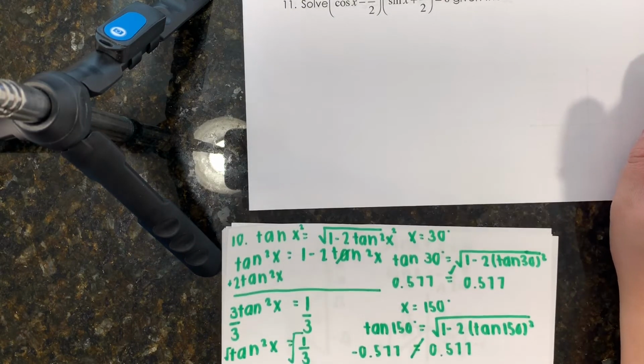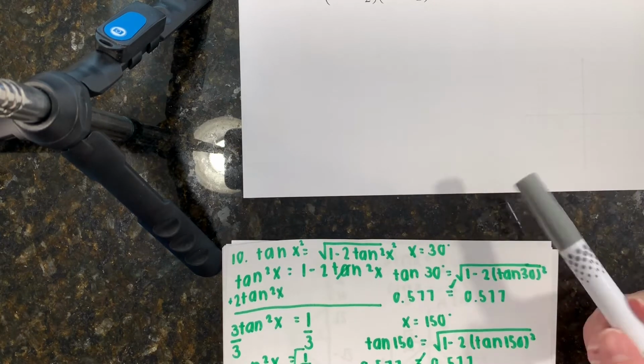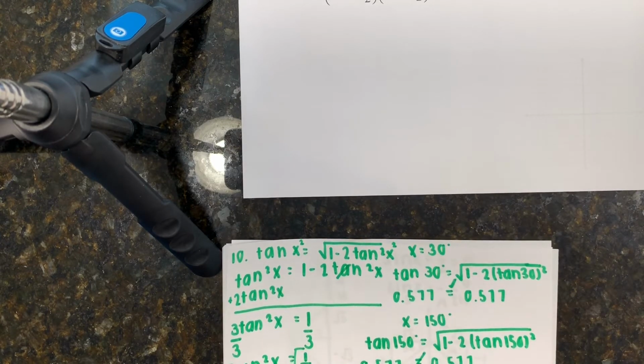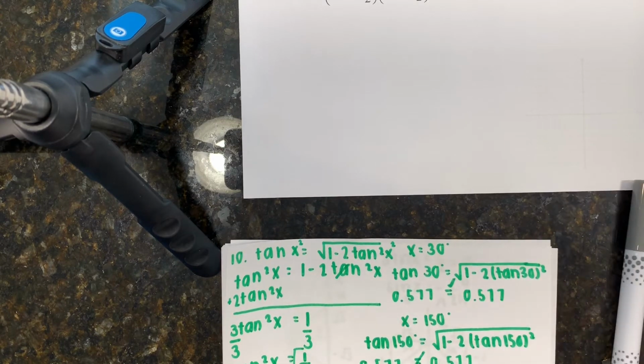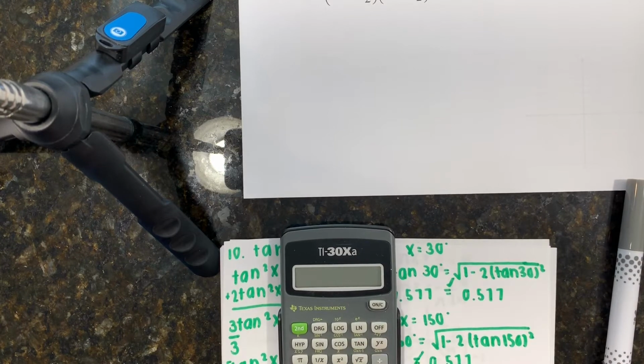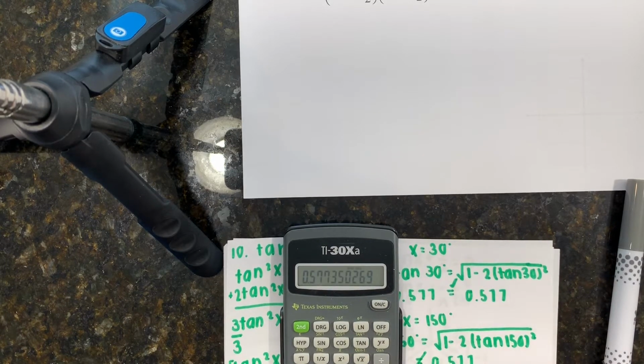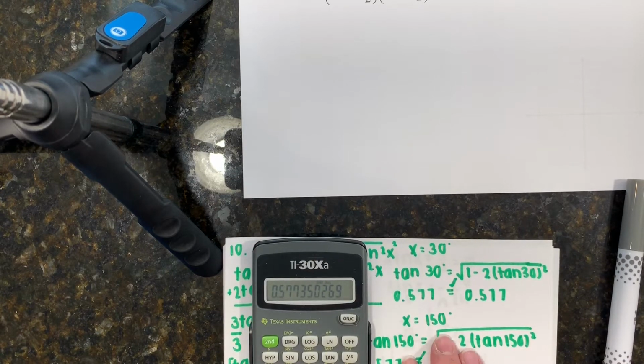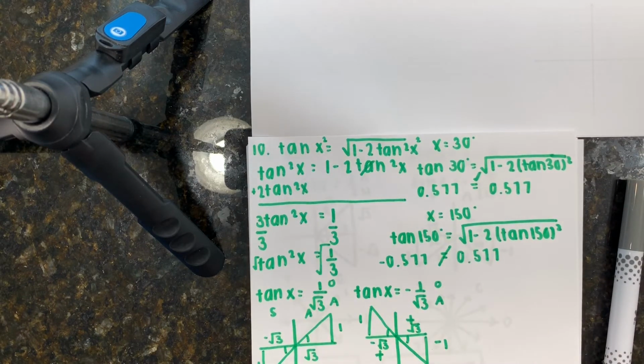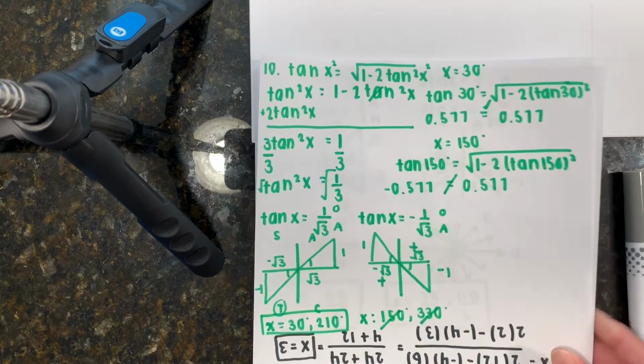So if you look here on the top right corner, I have x is equal to 30. I plug that into my calculator. Tangent of 30 gives you 0.577. Then in the calculator, I go tangent of 30, square it, multiply it by 2, make it negative and add it to 1. Well, that's the square, I still need to take the square root of that. When I take the square root, you'll see that it also gives you 0.577. So in fact, the left does equal the right. That means both these answers, 30 and 210, do work.